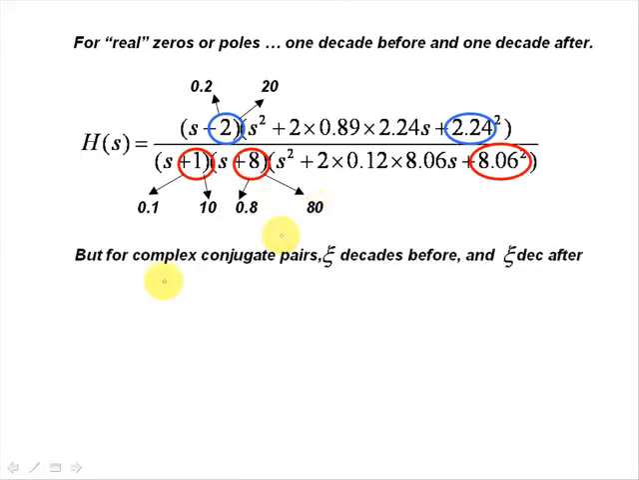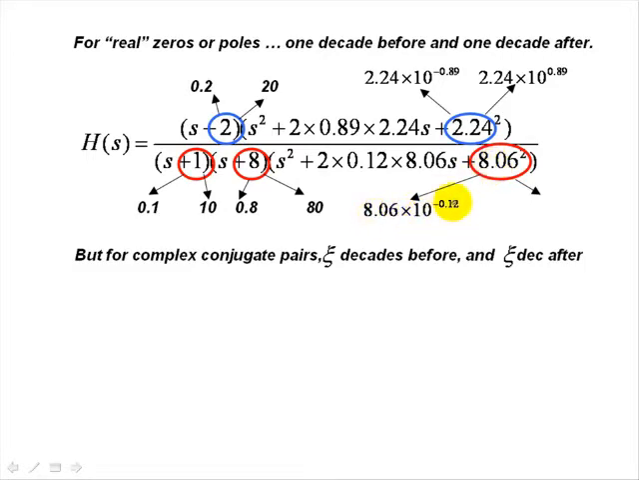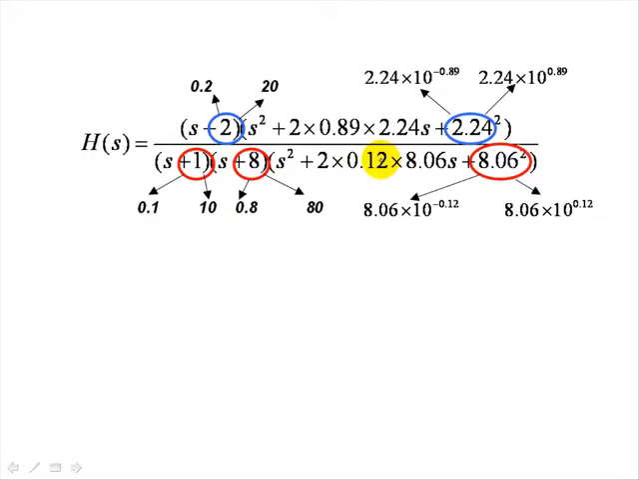For pairs of complex conjugate zeros or poles, they also contribute with 2 knee points, but only z decades before and z decades after. For the 0 at omega naught, 2.24 radians per second, the knees are at 2.24 times 10 to the negative 0.89, and 2.24 multiplied by 10 to the 0.89. For the pole at omega naught, 8.06, the knees are at 8.06 times 10 to the negative 0.12, and 8.06 times 10 to the positive 0.12. The numerical values are these.